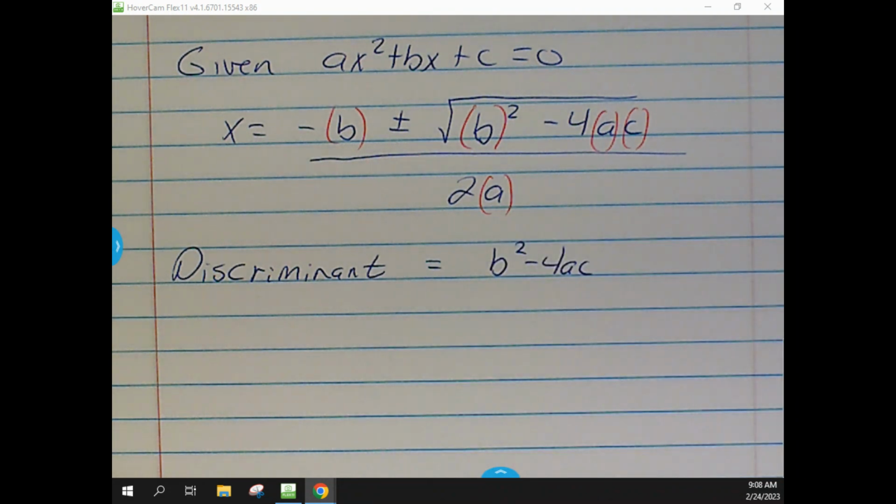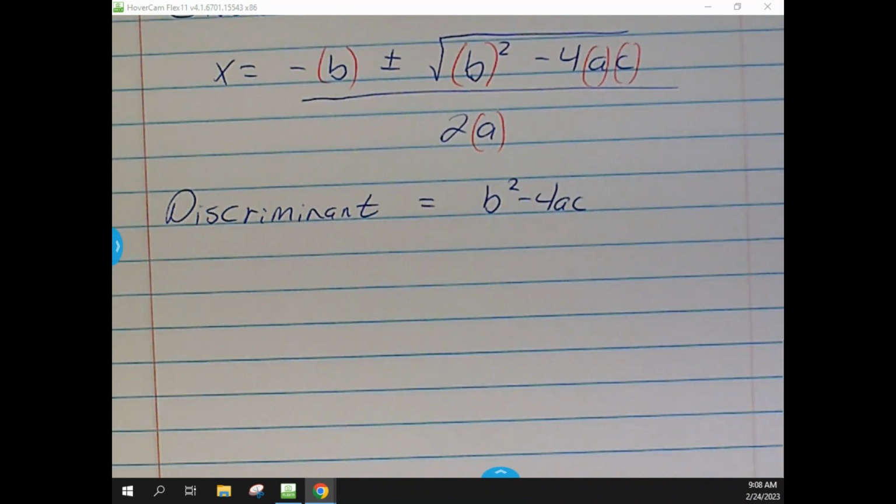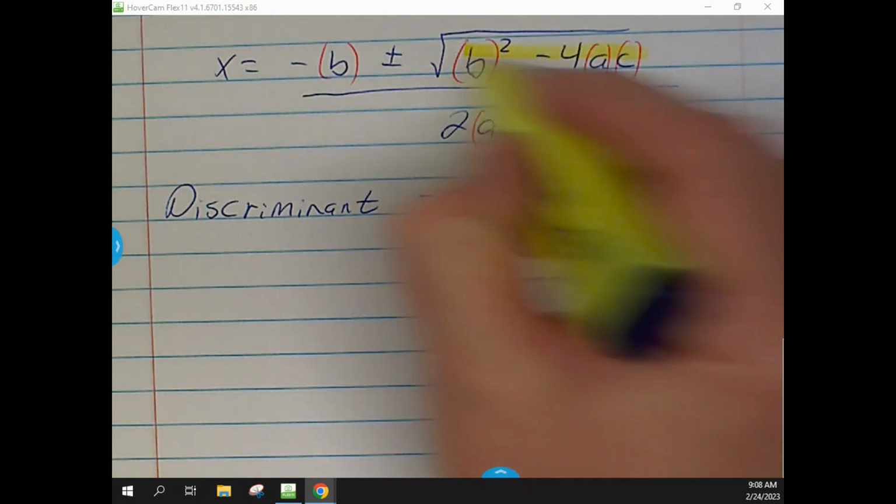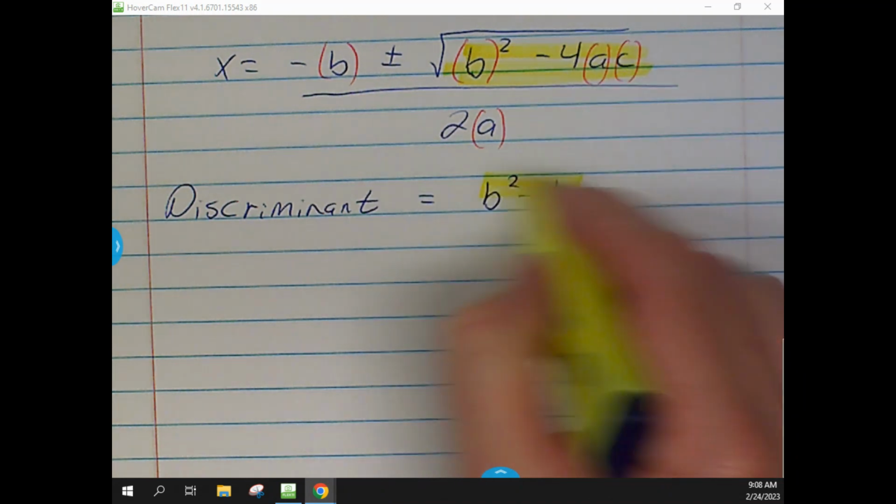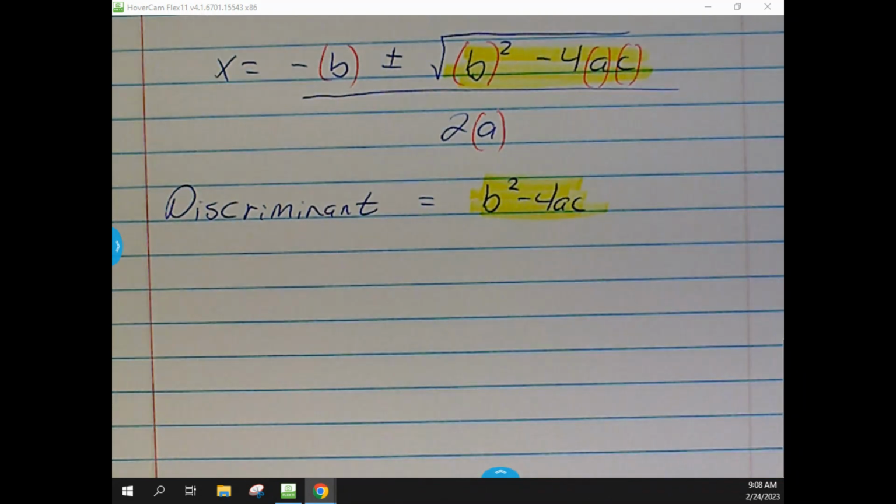Yeah, the discriminant is the inside of the square root. And based on what the discriminant is, it tells you how many answers you have and what type of answers you're going to have. So we're looking at just the inside of the square root part, where we've got this b squared minus 4ac. That's what we're looking at right there.